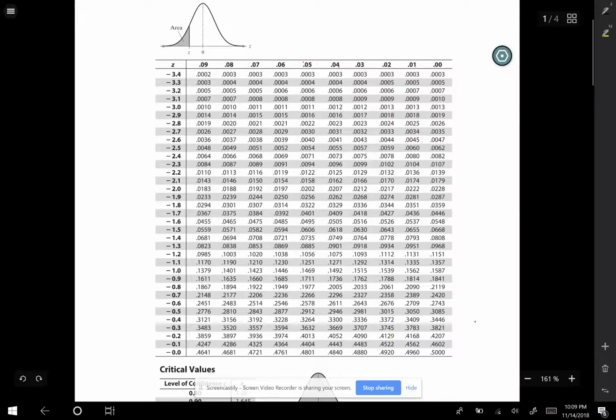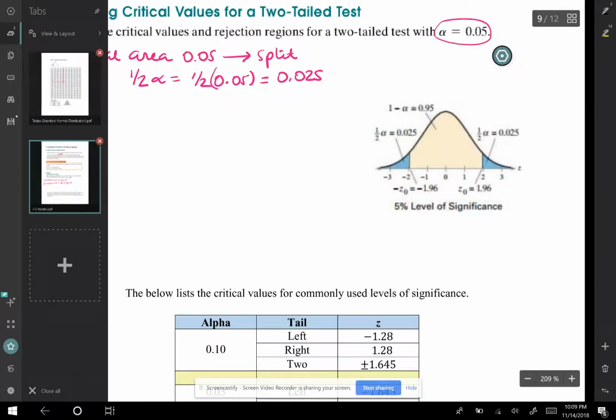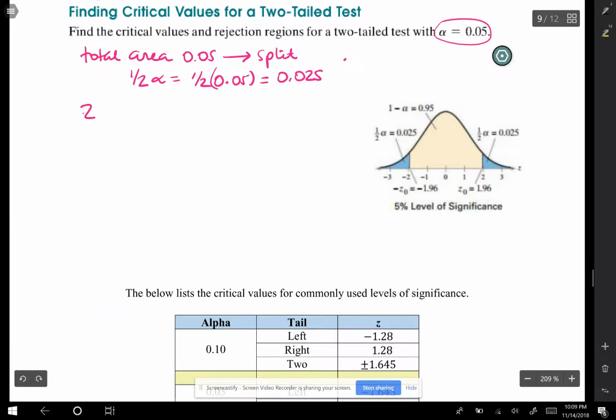So 0.025. And it looks like we have an exact one, 0.025. So we're going to come across here, negative 1.9, up to here, 6. So negative 1.96. So we're going to come back over here, and we're going to say negative 1.96. And remember, though, that because it's a two-tailed test, that means we have two critical values. So negative 1.96 and positive 1.96.